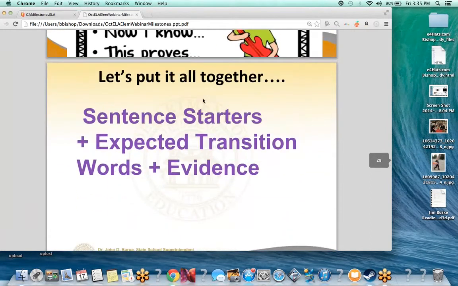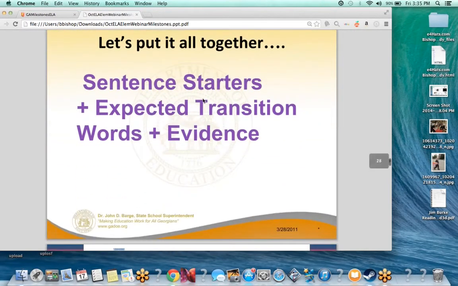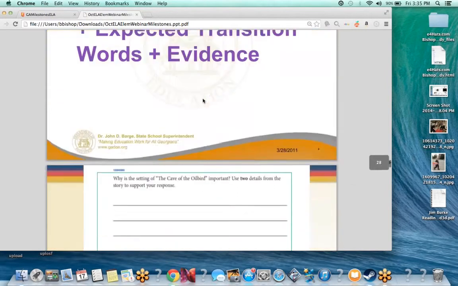So we're hoping that when the kids put it all together, if they have their sentence starters and some of those expected transition words, along with their evidence and their RACE answers from the restatement, their initial answer, their citation, and their explanation, that they can get to a good response.